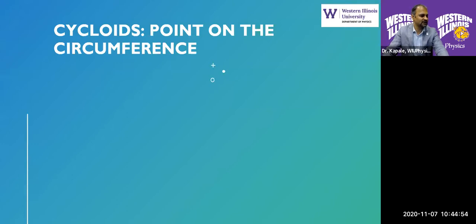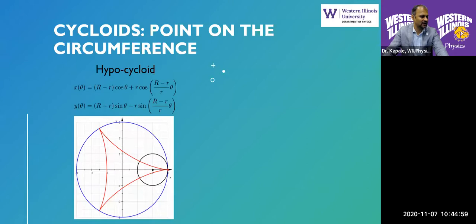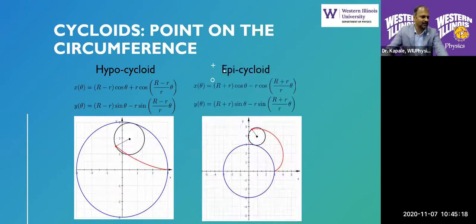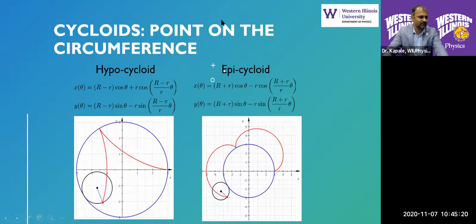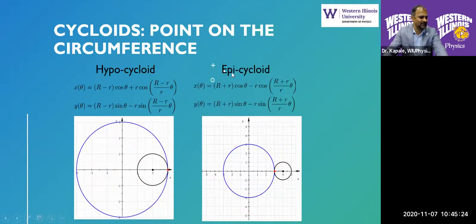So point on the circumference, you get these cycloids. You get two kinds of cycloids. One is called the hypocycloid, where the circle, so these are similar to the spirographs you can make, a small circle rolling inside of another circle without slipping, and the point on the circumference that's highlighted here is making that diagram. If instead you take that circle and put it on the outside, you're going to get something called the epicycloid. Okay, so remember the prefixes. Hypo is inside, epi is outside.